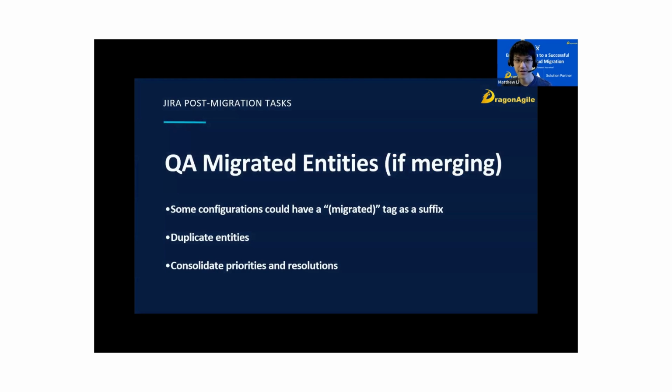So the first step is to QA your migrated entities if you're merging with an existing cloud site. It's good to look over your migrated entities to see if they have a migrated tag attached to their name. This applies to screens, screen schemes, custom fields, workflows, etc. And regarding priorities and resolutions, it's a good idea for everyone in cloud to be using the same priorities. When deleting a priority or resolution, it will give you an option to bulk transfer all issues using that priority or resolution to a different one.